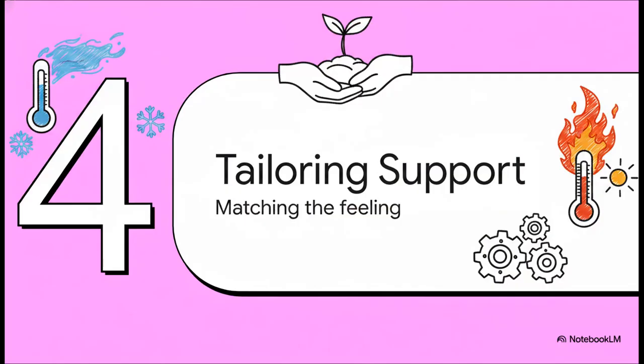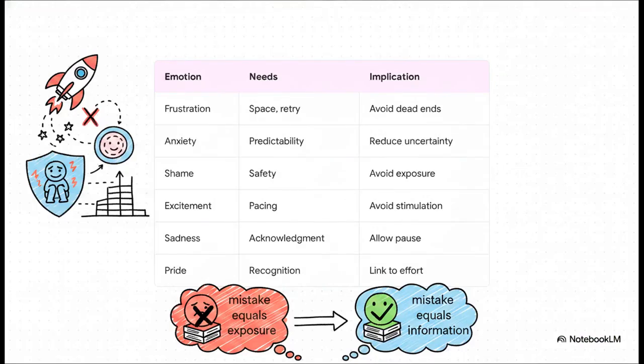Which brings us to part 4, tailoring emotional support. We really need to ground this theory in reality, because not all emotions run at the same temperature, right? They require highly specific types of support. Look at the precision of this grid. Excitement needs to be channeled so it doesn't become overstimulation. Shame desperately needs safety and non-exposure.